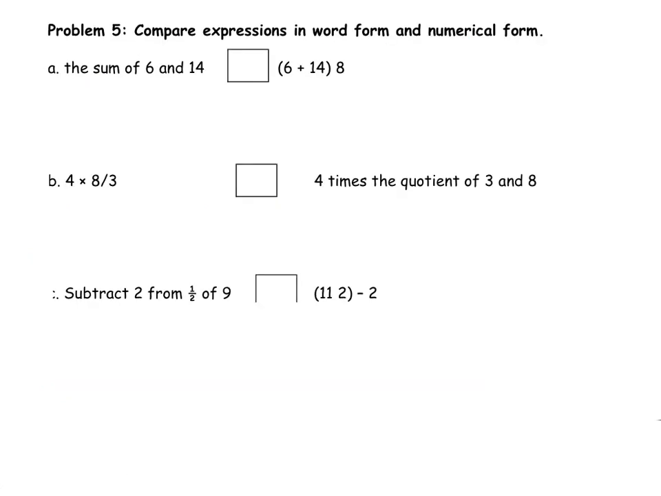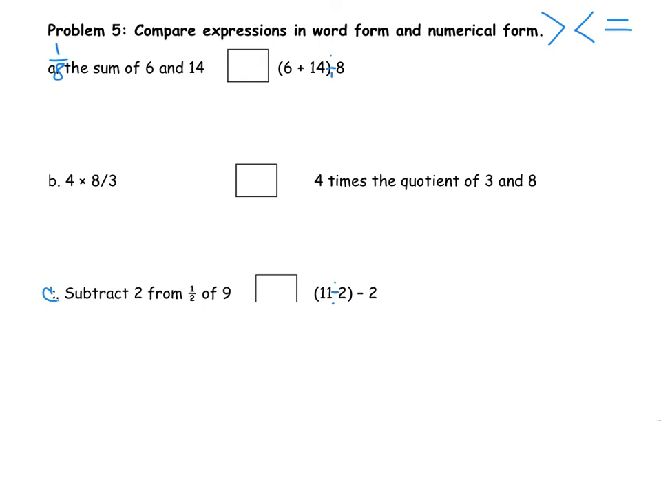Problem number 5. Compare expressions in word form and numerical form. So I'm going to do greater than, less than, or equal to as my compare, and that will go in the boxes. So we have a few things we need to fill out. So we have 1/8 for A, and we have division in the second part. And then for B, it stays the same. And for C, it's 11 divided by 2. So once we know this, and that's letter C, by the way, we can start getting to work.